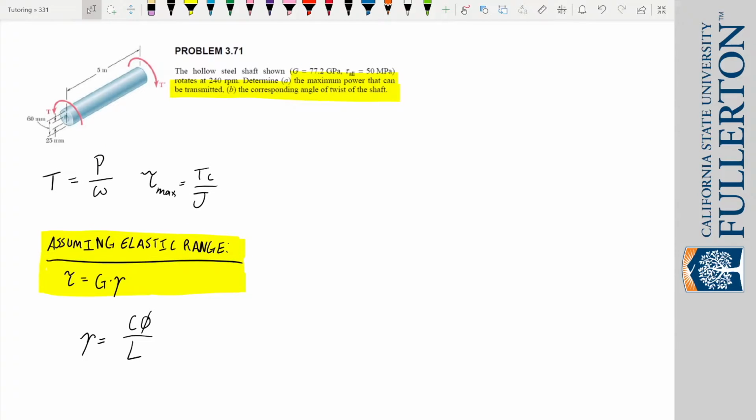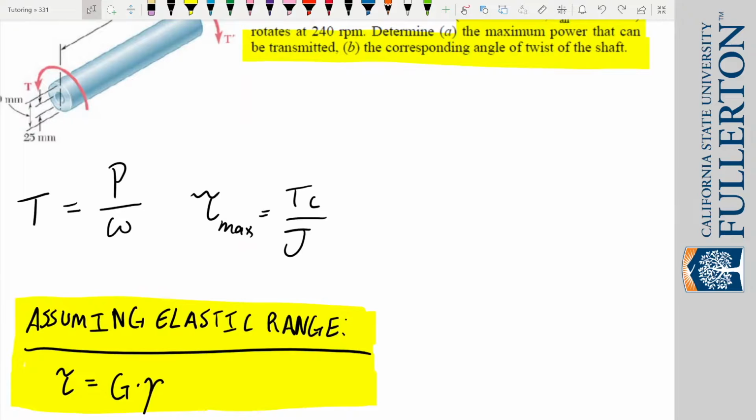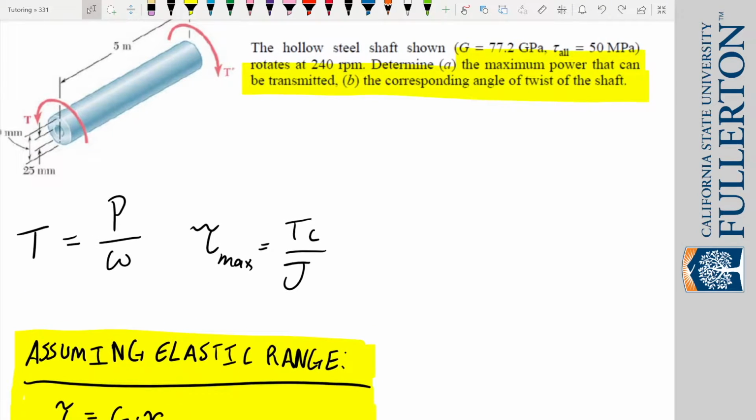We're going to be making the assumption that we're within the elastic range so that we can use the equation of shear stress is equal to shear modulus multiplied by that guy right there. So, why don't we start out with figuring out the maximum power that can be transmitted. What do we know? Well, we have a value for G, we have a value for tau, and we have omega equal to 240 RPM.